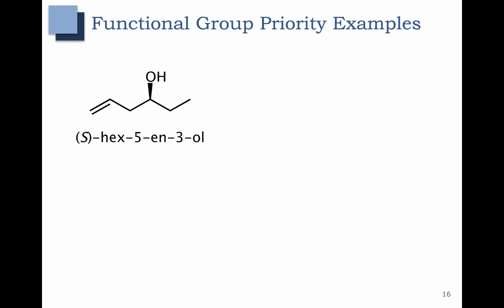This one's fairly straightforward. In this case, we have an alcohol and an alkene. We want to number from the right, 1, 2, 3, to give the alcohol the lowest number. If we number from the left, 1, 2, 3, 4, the alcohol will get a higher number. In this case, the alcohol has priority over the alkene, so we don't care about the alkene. We're numbering to give the alcohol the lowest possible number.